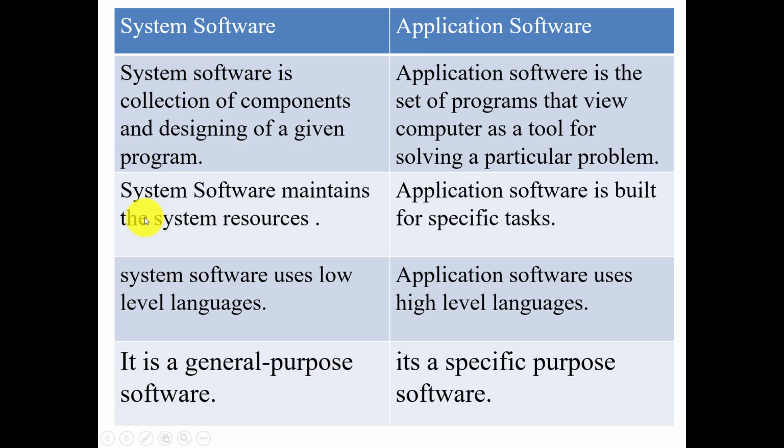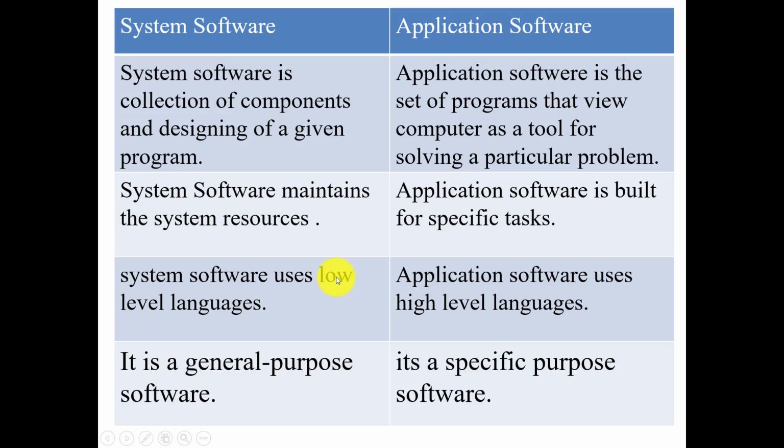The next point: system software maintains system resources. Resources here refer to the computer architecture, and system software communicates directly with the hardware. Now, application software is built for specific tasks. As the name itself suggests, it is built for a specific task or specific application. So that's why it's called application software.